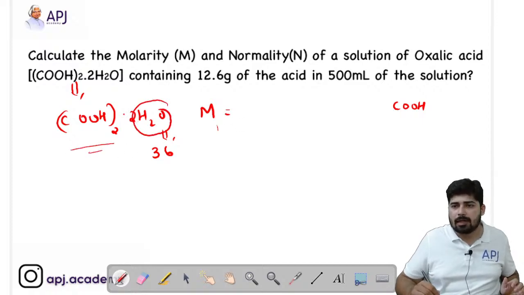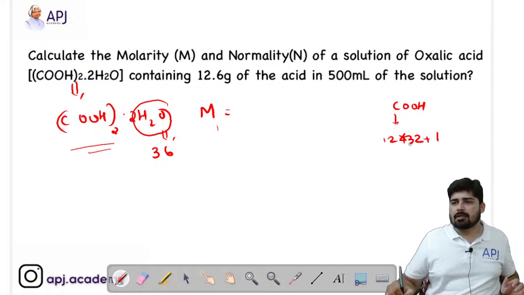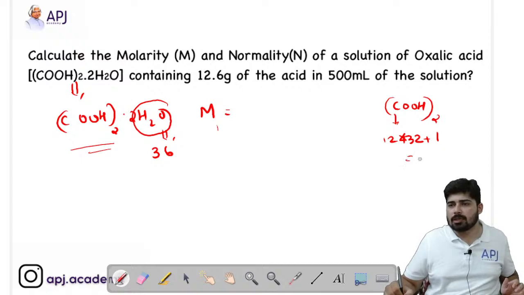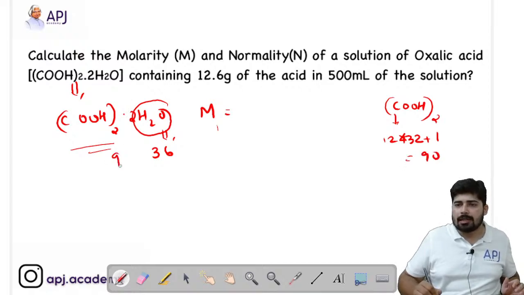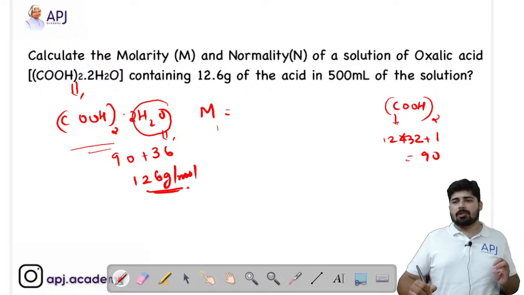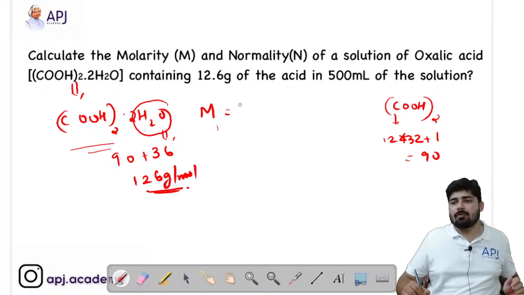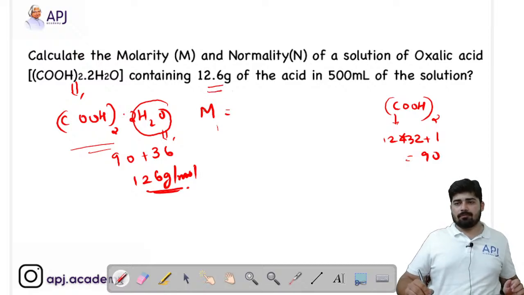Now this part we have to calculate. Here we know that the mass of carbon is 12 and there are 2 oxygens, that means 32. So 12 plus 32 plus 1, that is 44 plus 1, 45, and 45 into 2, since it is COOH twice, is equal to 90. So we get 90 plus 36, that means 126 gram per mole. That is the molar mass. Now the weight is given as 12.6.